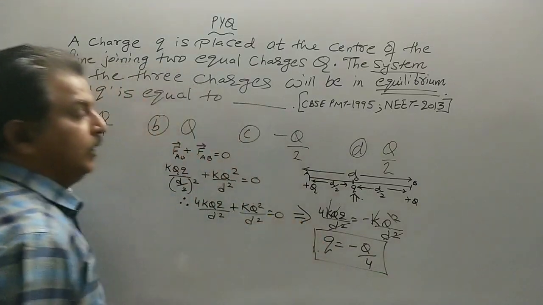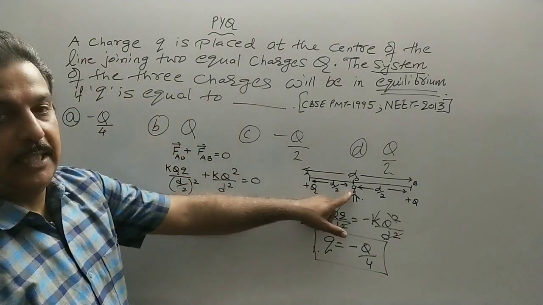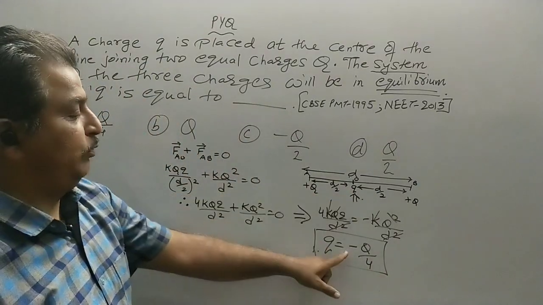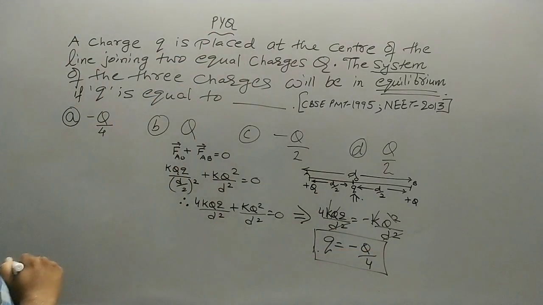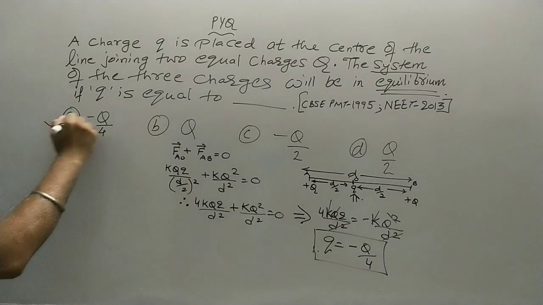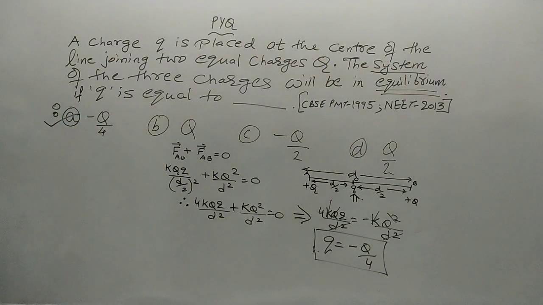So if the charge which is at the center is negative and its value is Q by 4, then the system will remain in equilibrium. So the correct option is option A, that is minus Q by 4.